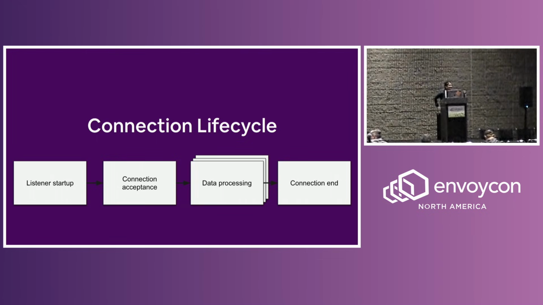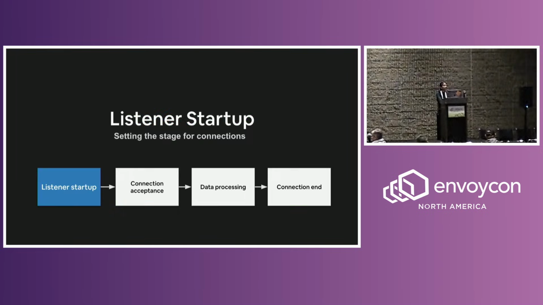So let's begin. The connection lifecycle in Envoy is composed of four high-level phases. The starting of the listener, which happens every time a listener is updated, and then we have the three phases which each connection goes through, which are connection acceptance, data processing, and connection end. So let's start with the listener startup.